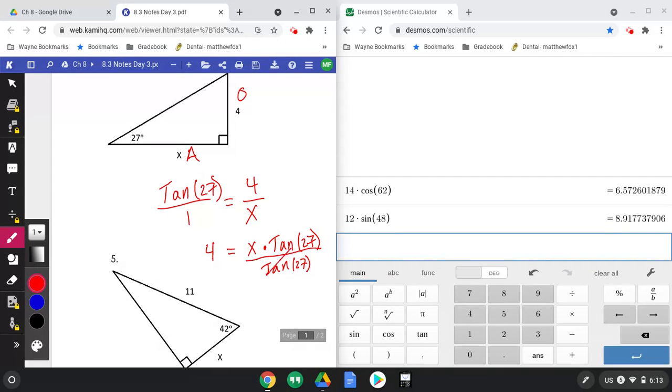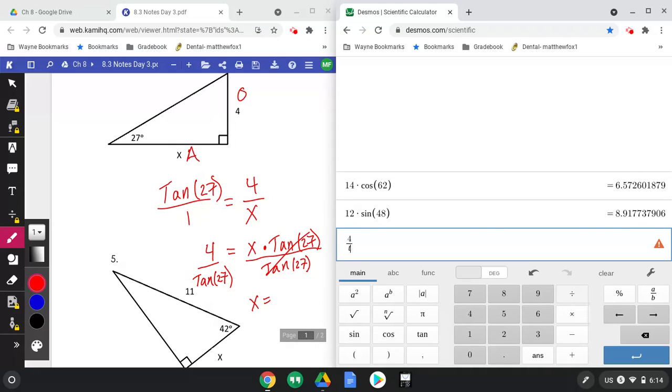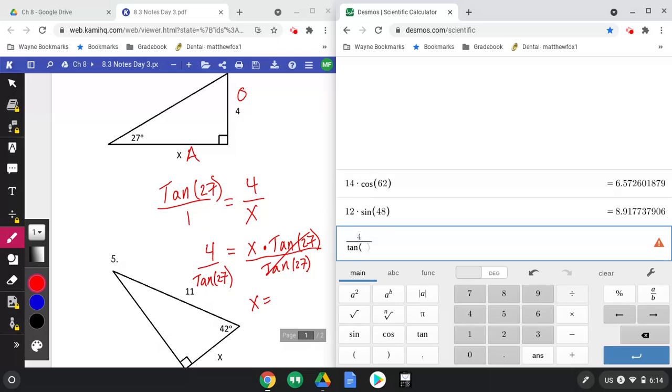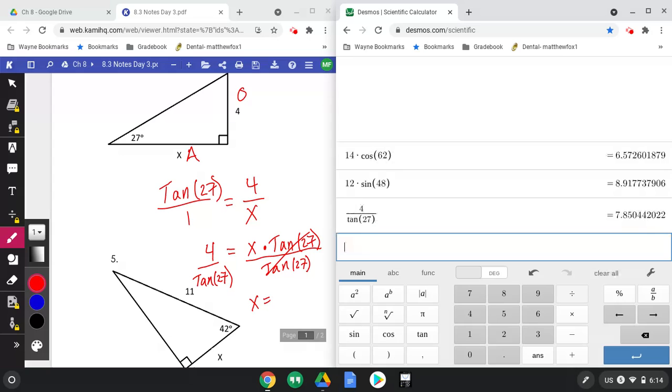If I do that, it will cancel. Now if I do it to one side, got to do it to the other. And I will get my answer then for x. So x equals 4 divided by, I go over here, and I can just type tangent of 27, close it, I hit enter, and if I go to 2 decimal places, I get 7.85. And we're done.